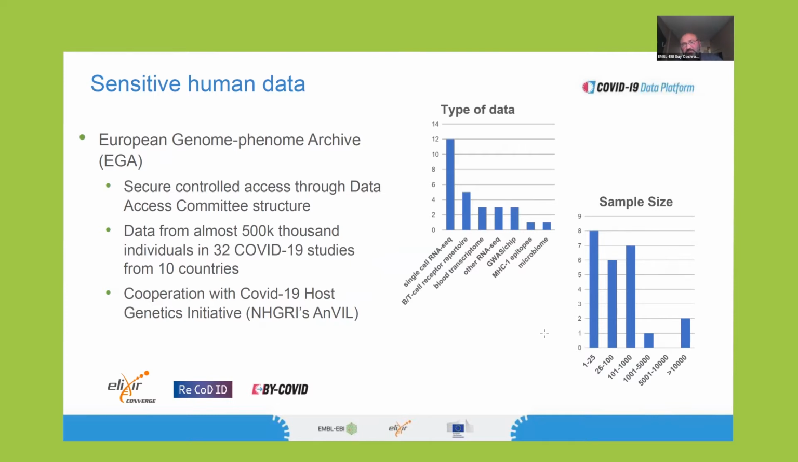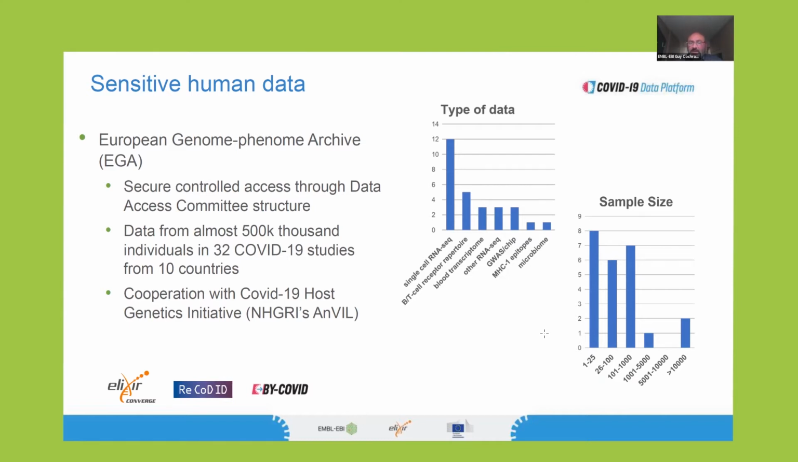So onto the human data component. This is dealing specifically with the sensitive human data. So data that can be revealing of a patient's privacy, where controls are required on access. And so here we build on top of the European Genome Phenome Archive, which is the established data infrastructure for sensitive data from humans, particularly around molecular data, particularly sequence data.